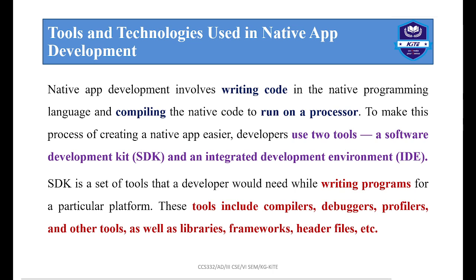Next, we'll see the tools and technologies used for native apps. It involves writing code in the native programming languages and compiling the native code to run on the processor. To make this process of creating a native app easier, developers use two tools. The first one is the software development kit, referred to as SDK, and the second is the integrated development environment, referred to as IDE. An SDK is a set of tools that a developer would need while writing programs for a particular platform. It includes compilers, debuggers, profilers, and other tools, as well as libraries, frameworks, header files, etc.